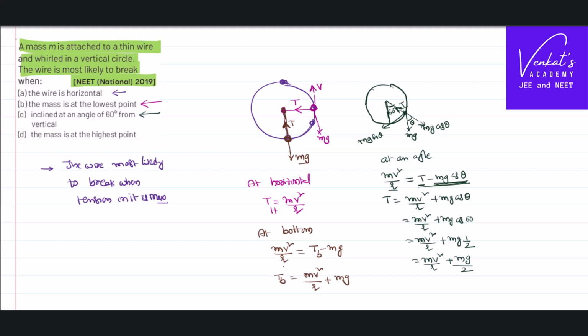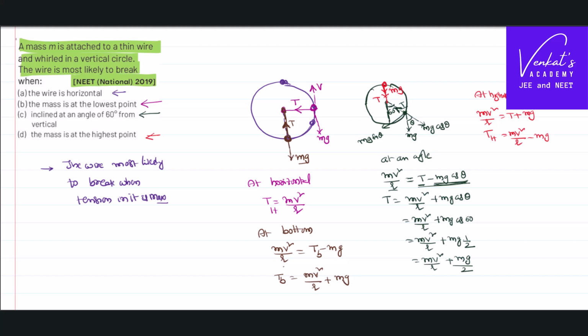Now the last one is when it is at the highest point. So let us write down at the highest point. Of course, weight mg will be downward, tension also towards the center. So both of them are acting towards the center as centripetal forces, so both of them have to be added up. So tension at the highest point is mv square by r minus mg.